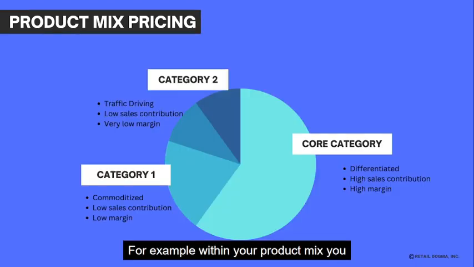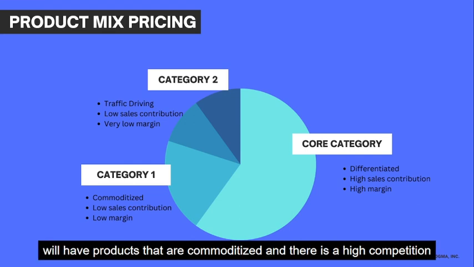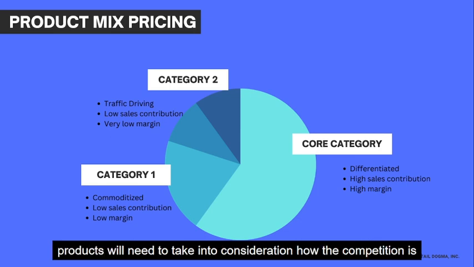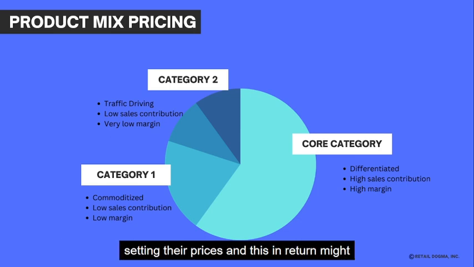For example, within your product mix, you will have products that are commoditized and there is a high competition for those products in the market. Pricing those products will need to take into consideration how the competition is setting their prices, and this in return might dictate a lower margin on this category.